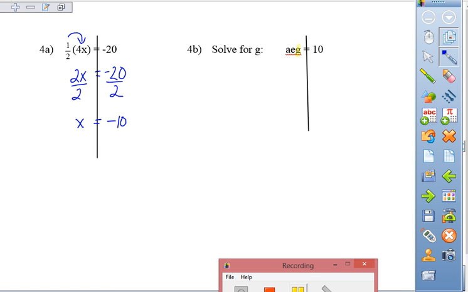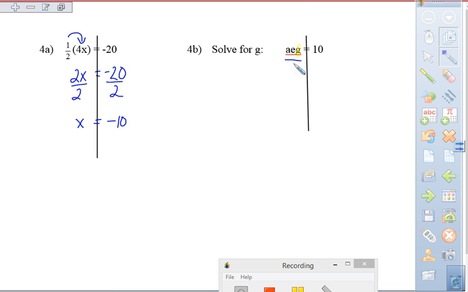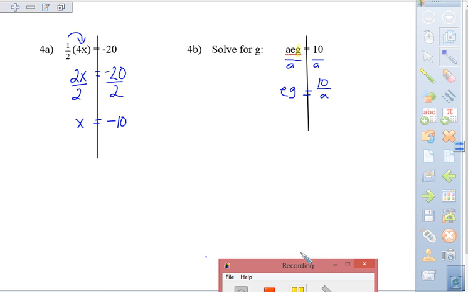4b. I need to get g by itself. A, E, and G are all connected by multiplying, so I'm going to separate them. I'm going to divide by A, and I'm left with E times G is equal to 10 divided by A. So now I need to get rid of my E, so I'm going to divide by E.